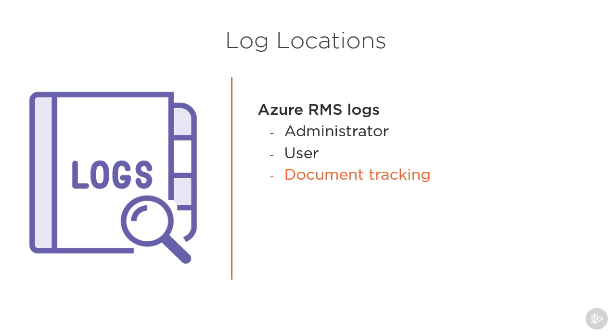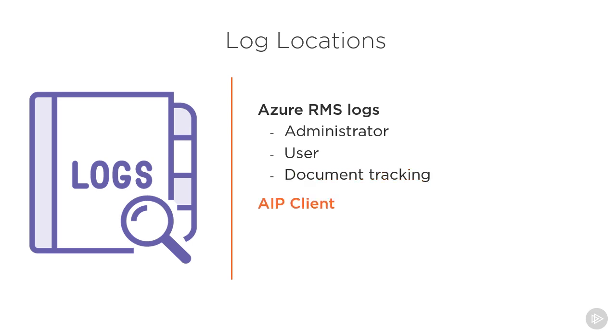One thing to note is that document tracking can be turned on and off. The reason being there may be some restrictions from a compliance perspective on tracking documents and where they go. So Microsoft provides the ability to turn that feature on and off. So that's 3 different logs just by itself.